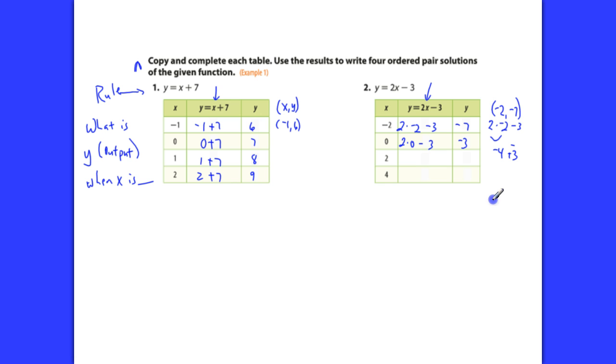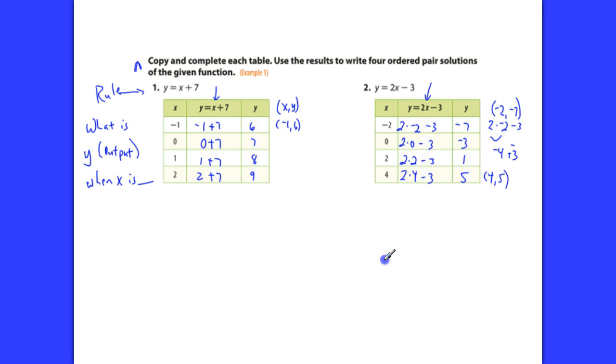So that's another ordered pair, 0, negative 3. And for 2, you'd have 2 times 2 minus 3. Again, just plug in the x value for that x. You'd have 4 minus 1 is 1. And if we put 4 in there, we would have 8 minus 3. 2 times 4 minus 3 is 8 minus 3, which comes out to be 5. So that's the ordered pair 4, 5 in that case.